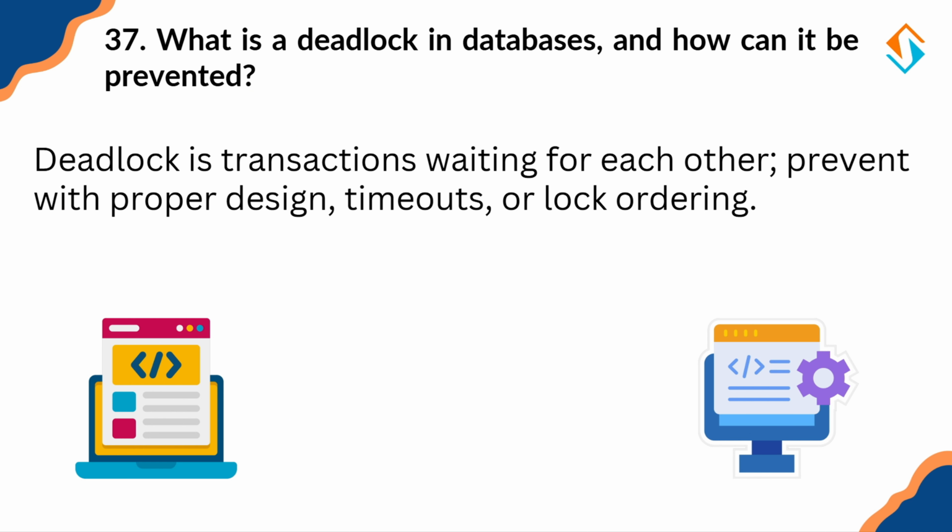A deadlock occurs when two transactions wait for each other to release resources, causing a stall. Okay. So, what are the prevention techniques? Let's understand. First one is lock ordering. Acquire locks in a consistent order. Second one is timeout. Abort transactions that wait too long. Okay. Third one is deadlock detection algorithms. So friends, now let's come to the next question.